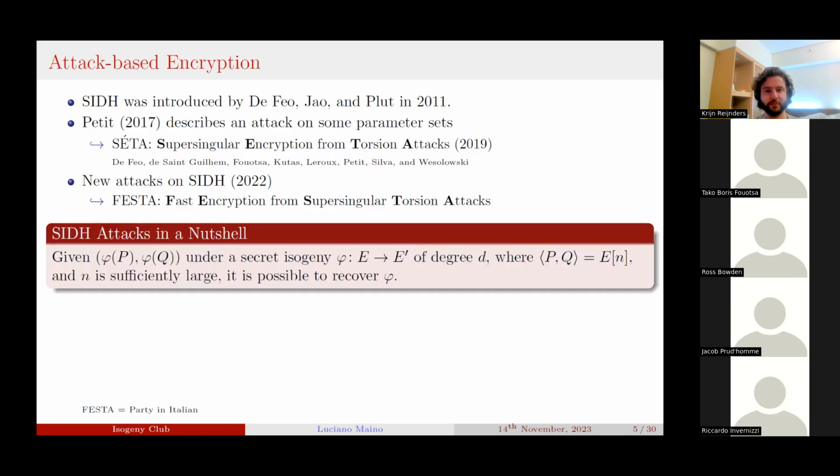Let me give you one sentence about the SIDH attacks. We have a secret isogeny phi of degree D, and we have a torsion basis P, Q. When we are given the image of P, Q under this secret isogeny, and N is large enough, then it's possible to recover the isogeny phi. This is what we are going to use to design a trapdoor mechanism.